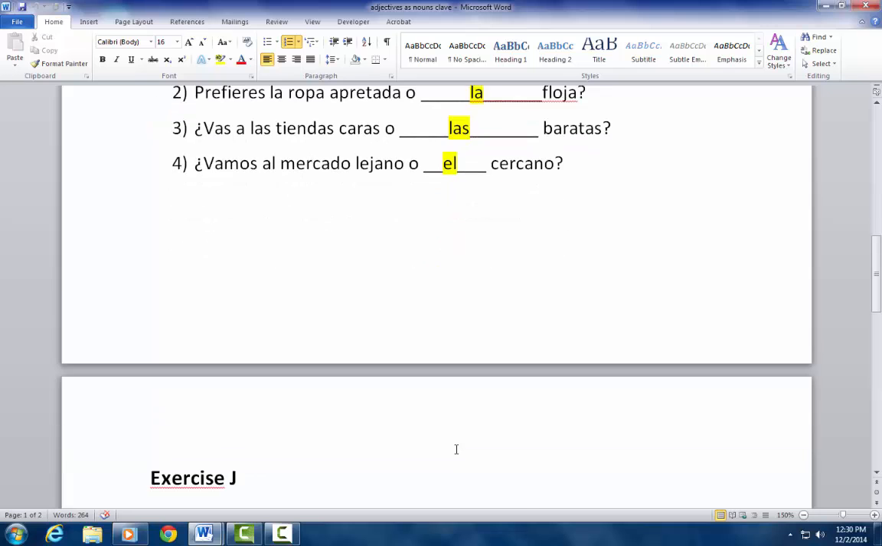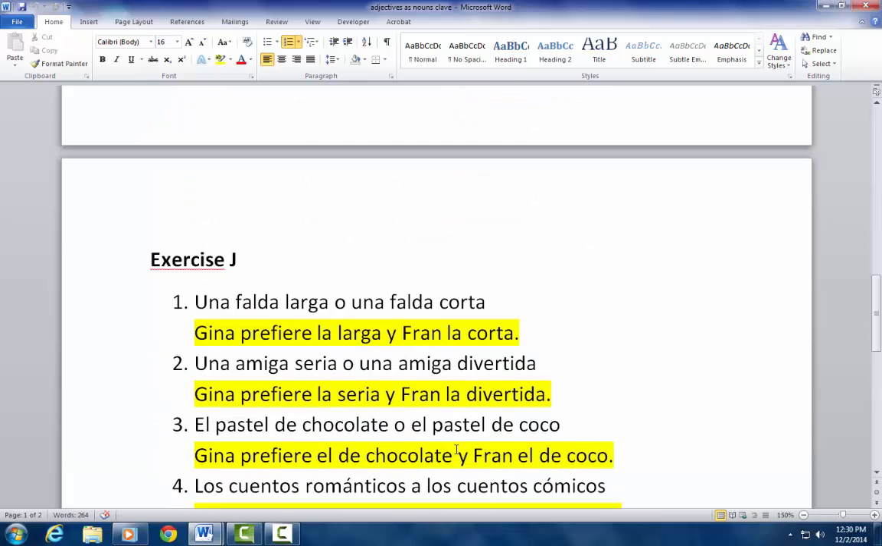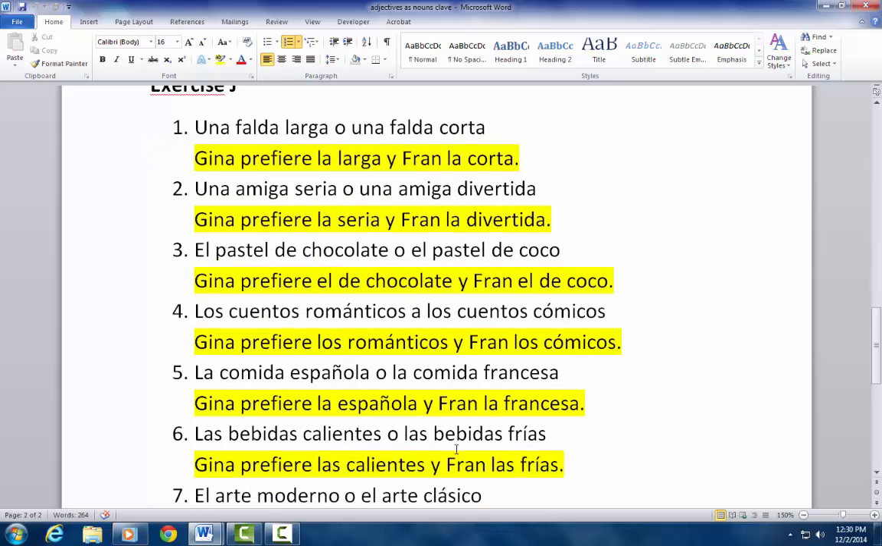If you go to the next page in your packet, you're going to see an exercise. Okay, exercise J, and we're going to go ahead and do that. I just retyped it here for you. Same idea, we're practicing this grammatical concept, so looking here at the first one. Una falda larga o una falda corta. Okay, we're going to say that one sister prefers the long and the other sister prefers the short. Gina prefiere la larga y Fran prefiere la corta. You could say prefiere la corta, but you don't need to, because we already used prefiere in the beginning of the sentence.